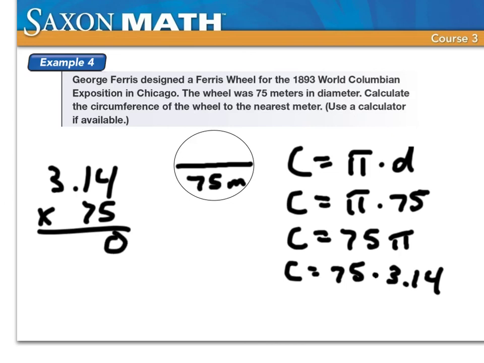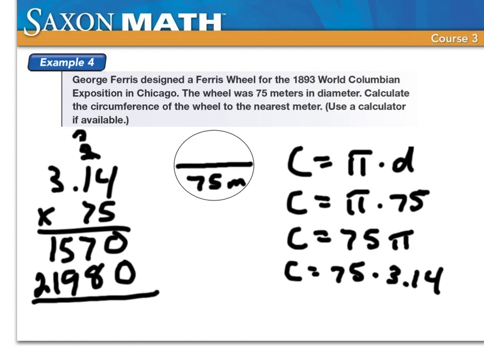5 times 4 is 20. Carry the 2. 5 times 1 is 5, plus 2 is 7. Then 5 times 3 is 15. Bring a 0 down. 7 times 4 is 28, and we carry another 2. 7 times 1 is 7, plus 2 is 9. And then 7 times 3 is 21. Now we're going to add all those numbers. We get 0, 15, carry the 1. 1 plus 5 is 6, plus 9 is 15, carry another 1. 1 plus 1 is 2, plus 1 is 3, and 2.